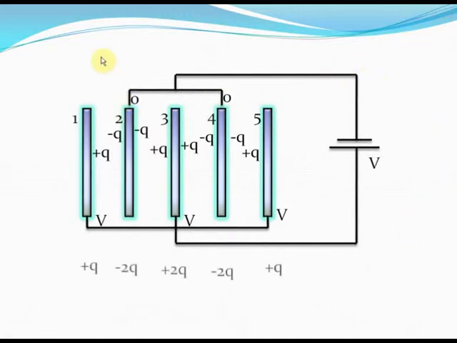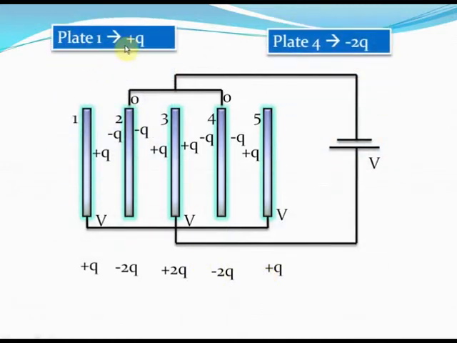You see, plate number 1 will have a net charge plus Q. Plate number 2 has a charge minus Q on both the sides, so it will have a net charge minus 2Q, isn't it? Plate number 3 has a charge plus Q on both the sides, so it will have a charge plus 2Q. Plate number 4 has a charge minus Q on both the sides, so it will have a charge minus 2Q. And plate number 5 has a charge plus Q on one side, so it will have a charge plus Q. So as you can clearly see, the charge on plate number 1 is plus Q and the charge on plate number 4 is minus 2Q. Those are our answers, isn't it?